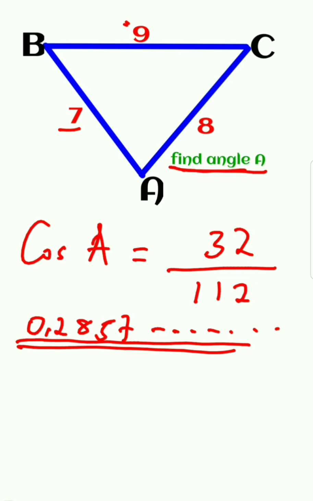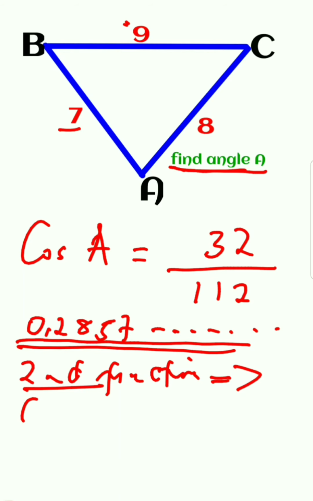Then, what next from there? You have to press the second function keypad. Some of the calculators contain the second function, some of the calculators contain the shift. So you have to press the second function keypad or the shift keypad. Then press the cos keypad, then equals to. Its second function, cos equals to, or its shift cos equals to.